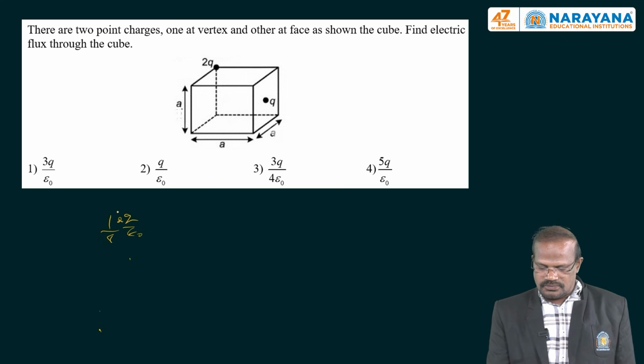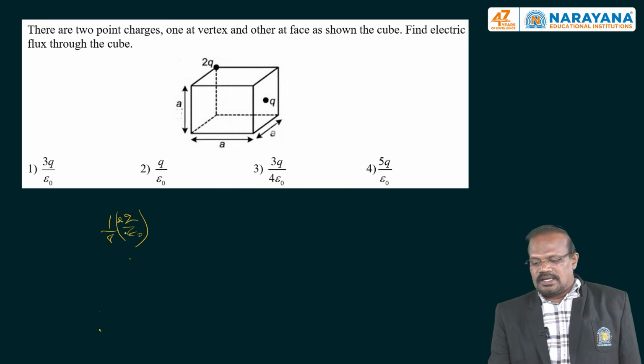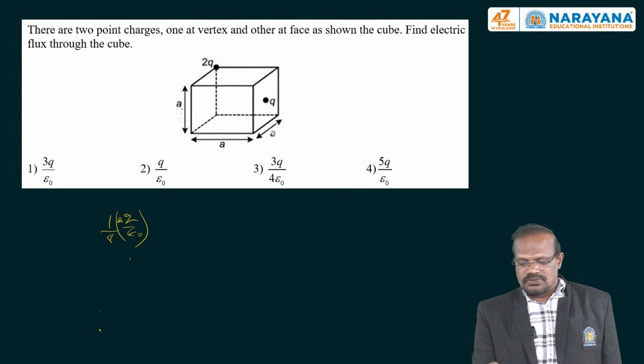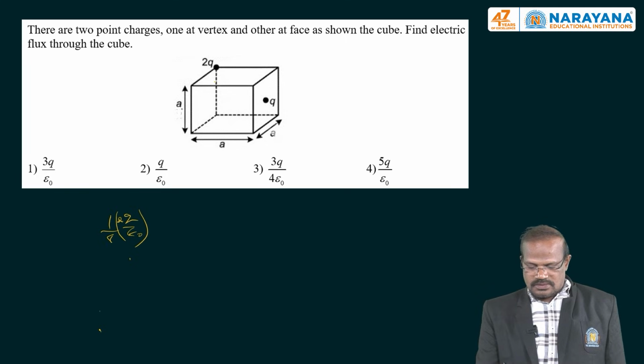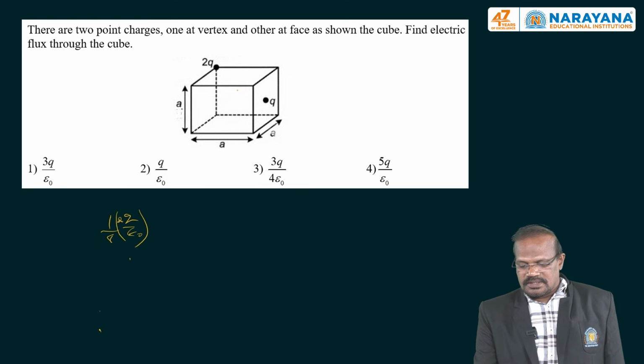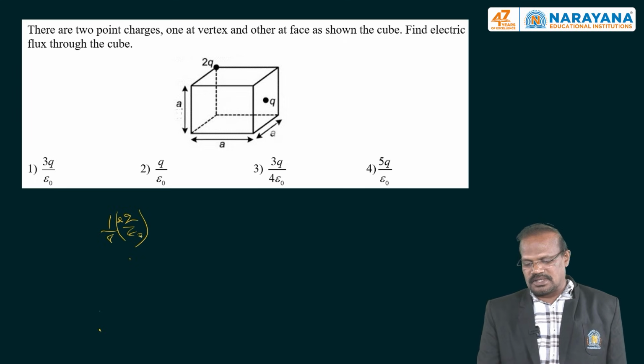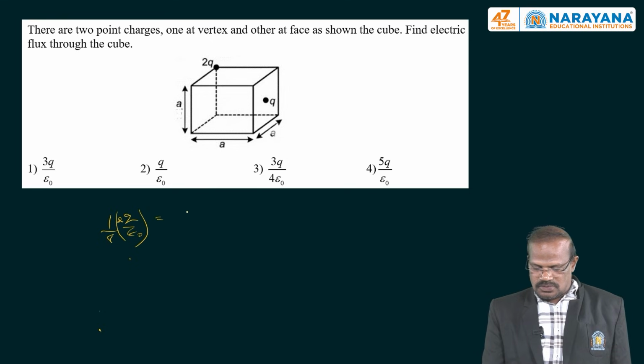1 by 8th of 2q by epsilon naught, because flux through the closed surface due to the charge 2q at the corner is 2q by epsilon naught. That is the total flux through the closed Gaussian surface formed with 8 such identical cubes. So flux through that cube is 1 by 8th of 2q by epsilon naught. This is nothing but q by 4 epsilon naught.